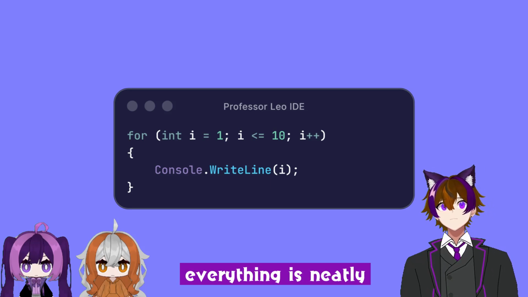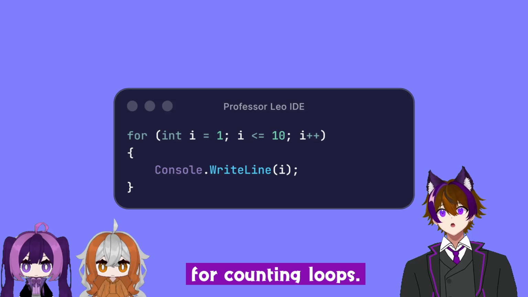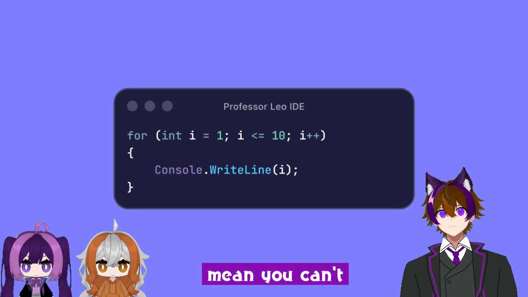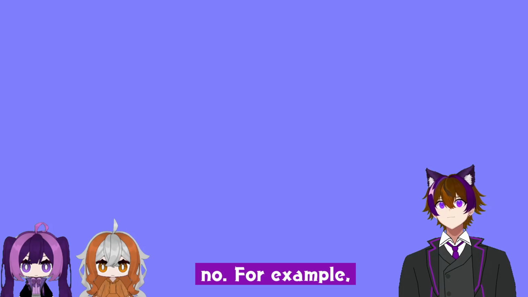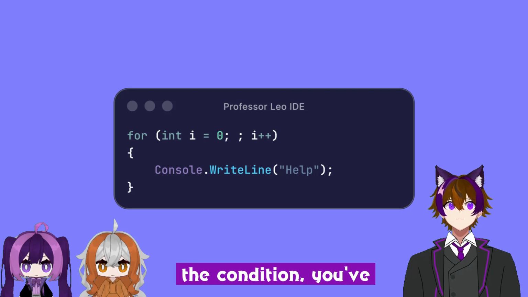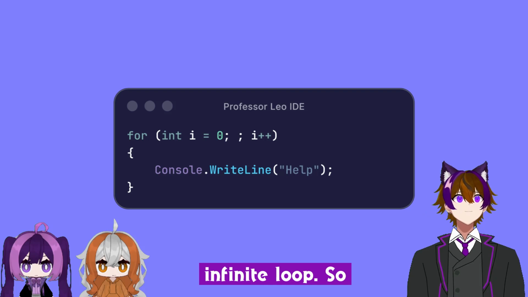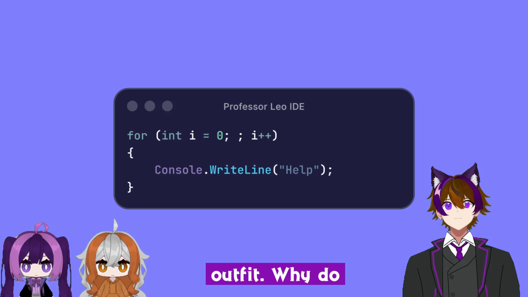Now, because everything is neatly defined, for loops are usually safer for counting loops, but that doesn't mean you can't break them. Oh no. For example, if you remove the condition, you've just created another infinite loop. So it's still a while loop, just wearing a different outfit.